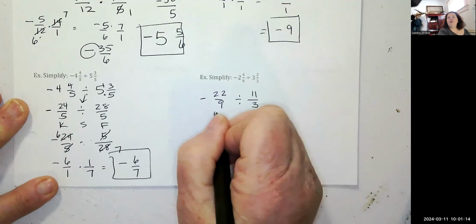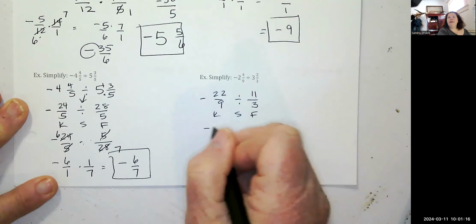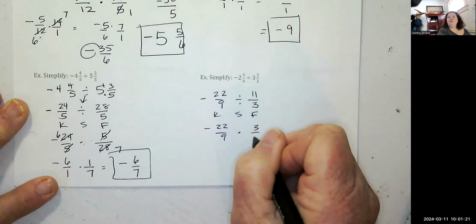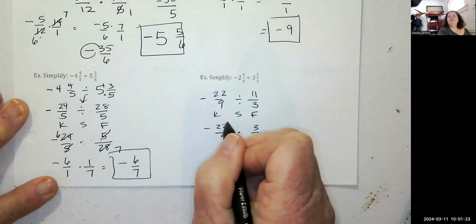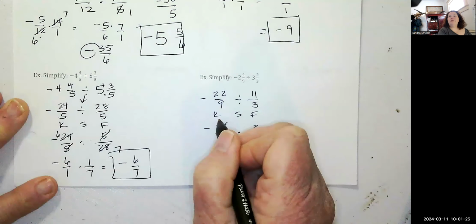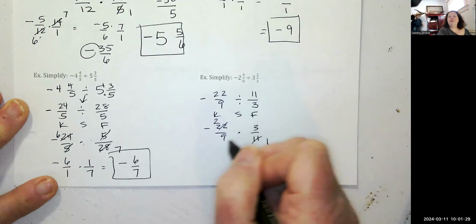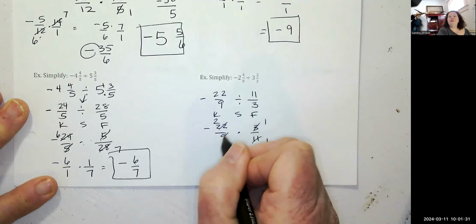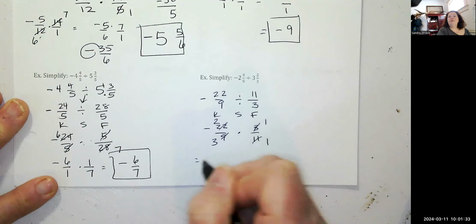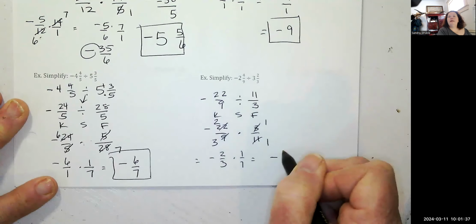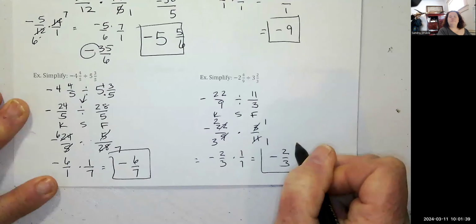Now I can do the keep, switch, flip. Negative 22 over 9 times 3 over 11. These reduce by 11. So this becomes a negative 2, and this becomes 1. The 3 and the 9 reduce. 3 goes into 3 once, and 3 goes into 9 3 times. So this gives us negative 2/3 times 1 over 1, which is negative 2/3.